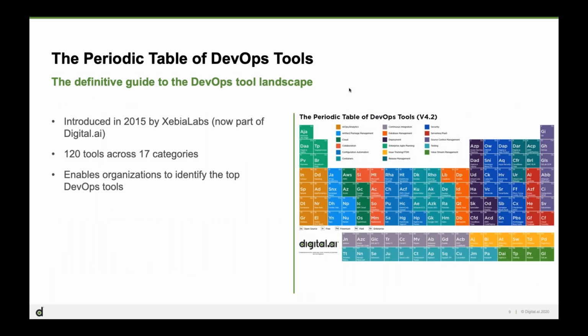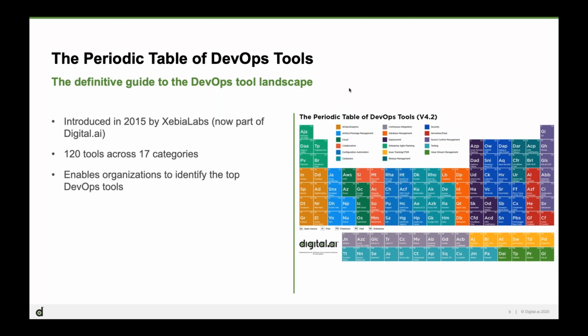Well, the periodic table of DevOps tools is here to help you select the best tools for your release process. For several years now, it's been the definitive guide for the DevOps tools landscape. You can see a picture of version 4.2, which is our latest one, over there on the right. A bit of history of the periodic table: it was first introduced in 2015 by ZB Labs. As I mentioned earlier, ZB Labs is now part of Digital.ai. It includes 120 tools across 17 different categories.